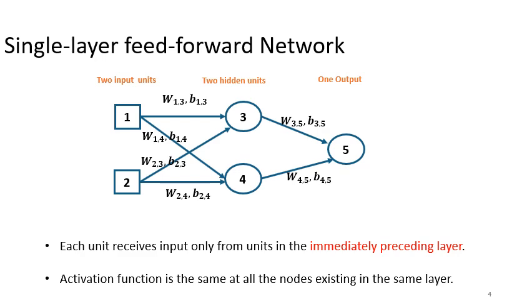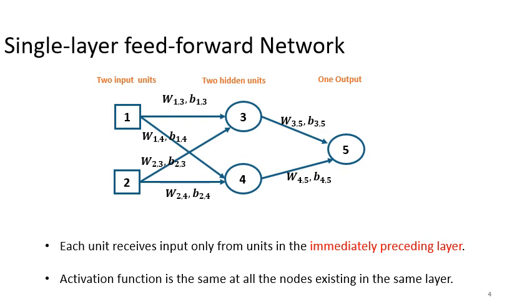So delving deeper into the single layer feed-forward perceptron, each unit in this network receives inputs exclusively from units in the immediately preceding layer. Furthermore, within the same layer, all nodes share the same activation function. This simplicity in connectivity and activation helps streamline information flow, but may pose limitations when dealing with intricate patterns and hierarchical representations in the data. And this is what we will see next in the advanced architectures.